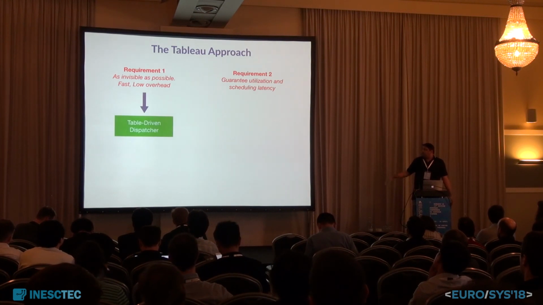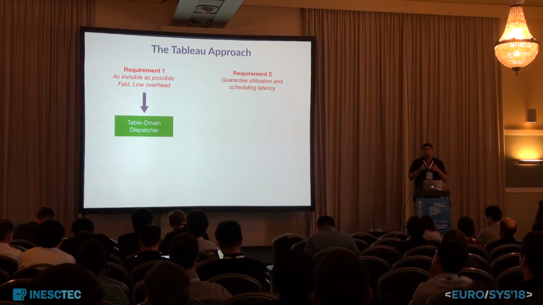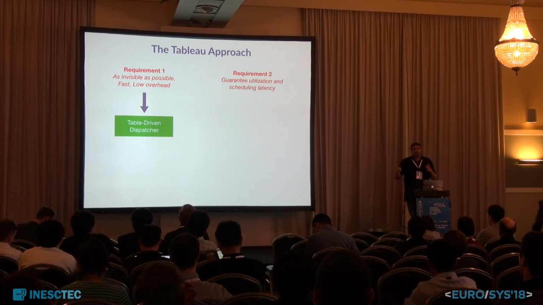Right, so we have these two requirements. To satisfy requirement 1, we chose a table-driven dispatcher, a very simple design. All it does is schedule an arbitrary table that's provided to it, and this table consists of VM allocations over time, and it blindly follows this table. And this table is of a finite length and just repeats forever.